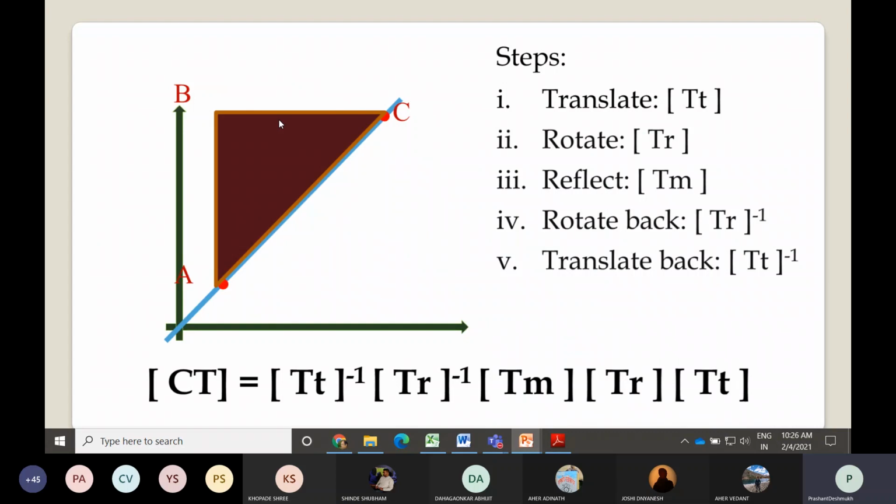Similarly for the case of C, it will be 5 5, it will remain 5 5. It may happen that you get 4.99. So you have to check that if these two values are okay after multiplying with the CT, then you will get the desired values of the coordinates of point B.